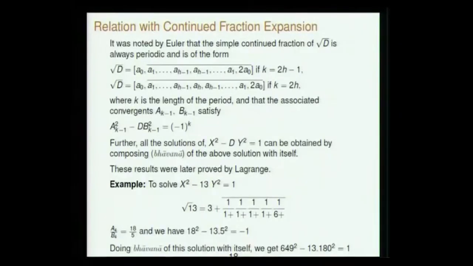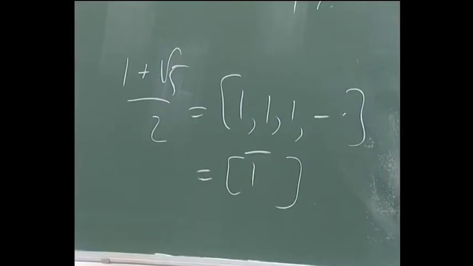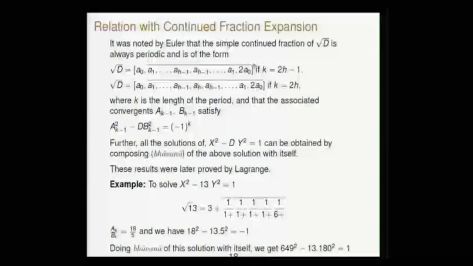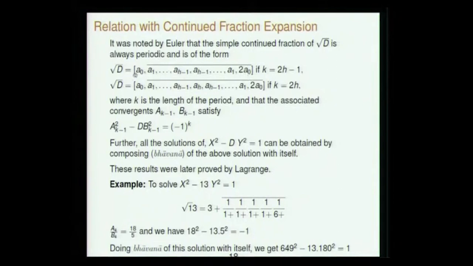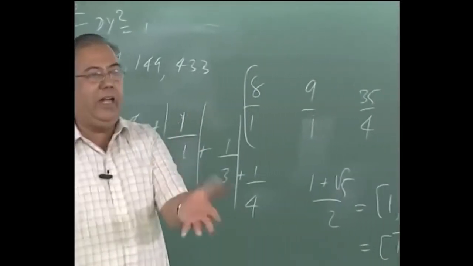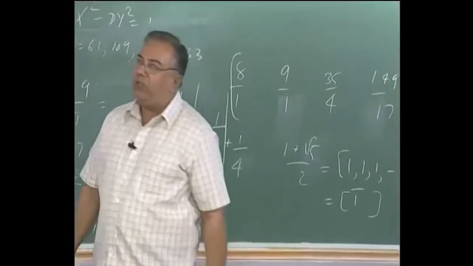So all quadratic surds have a periodic continued fraction and vice versa. And root d is always of this form with the last entry 2a0. This is called the period. The period can be odd, the period can be even. And the penultimate convergent at the end of the period will give you the solution for minus 1 if the period is odd, and it will give the solution for plus 1 if the period is even. If you obtain the solution for minus 1, you do bhavana and get the solution for plus 1.